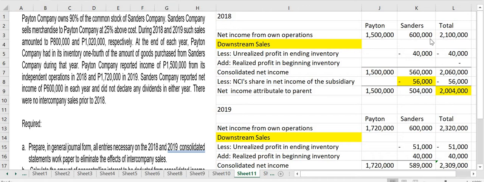And then since it's an upstream transaction, magdeduct lang tayo ng unrealized profit kay Sanders. Okay, so yan siya. The consolidated net income is 1.5 plus 560 kay Sanders. So we have 2,060,000. Then from 2,060,000, i-deduct natin yung NCI share na net income of the subsidiary. And the amount of non-controlling interest to be deducted from the consolidated net income is actually 560,000 times 10%. That's actually 56,000. So therefore, you have net income attributable to parent of 2,004,000.